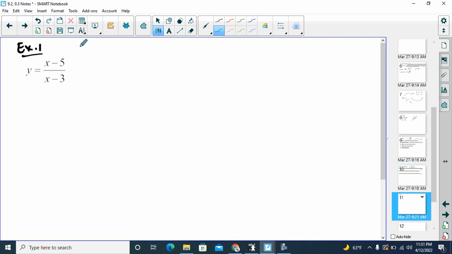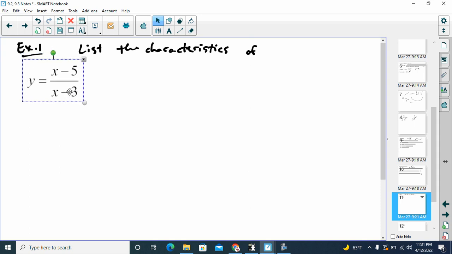So in example 1, we are asked to state the characteristics of the rational equation. And we are given y equals x minus 5 over x minus 3. We always want to start by factoring. In this case, x minus 5 and x minus 3 can't be factored. There's nothing we can do. But if we can factor them and they have a common factor on the top and the bottom, that's going to help us out. We'll take a look at one like that here shortly.